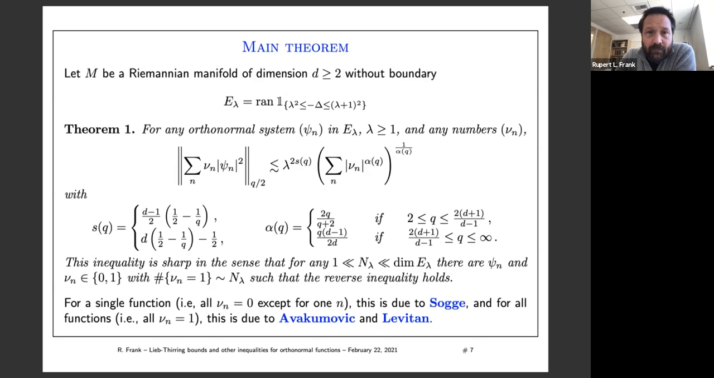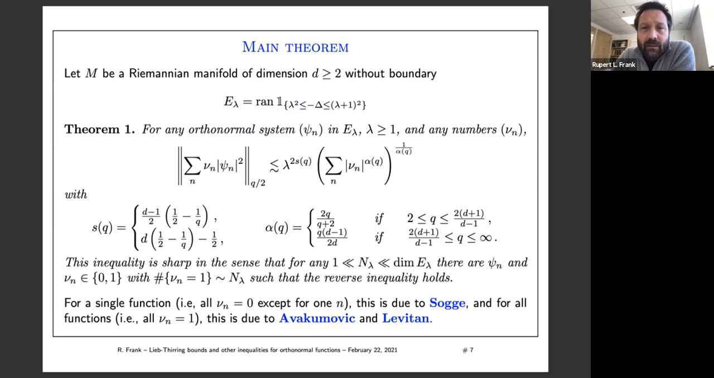And so here's the theorem in its complete form. Given these functions psi_n, these functions are orthonormal, and they are restricted to lie in a spectral subspace where the energy parameter is between lambda squared and (lambda plus 1) squared.